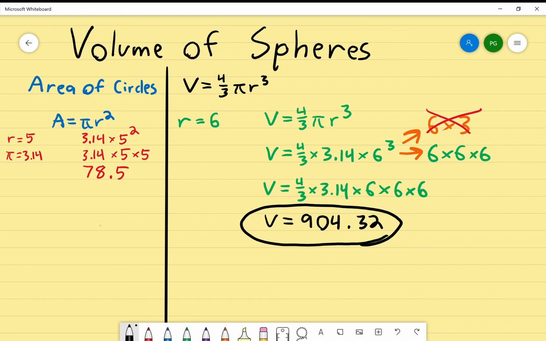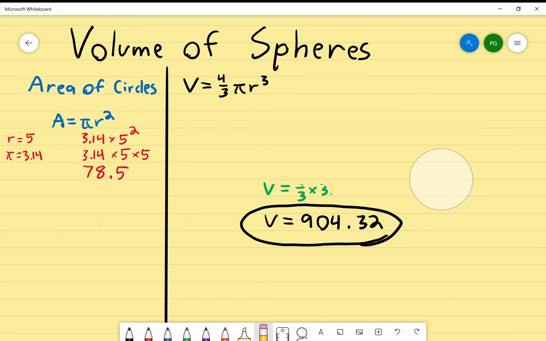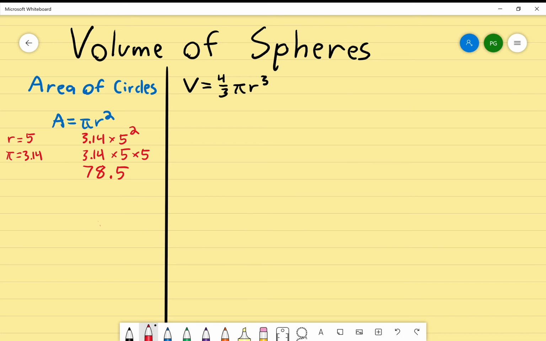This is one example. Let's do another one. My formula doesn't change. But let's say this time I give you a radius of 12. Well, we rewrite the formula. Volume equals 4/3 times pi times r cubed, r to the 3rd power. We know that pi, no matter what, is always 3.14. So now we're going to plug it into the formula, replace everything with actual numbers. Volume equals 4/3 times pi, which is 3.14, times 12 to the 3rd.